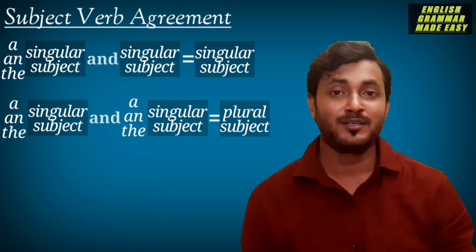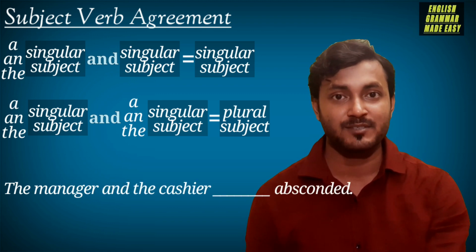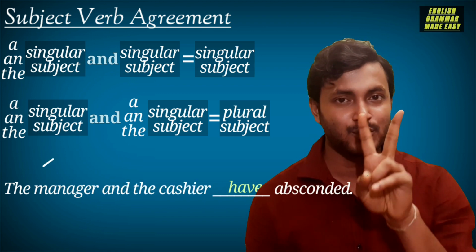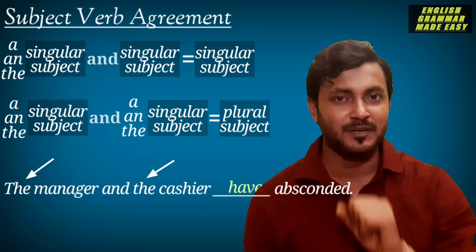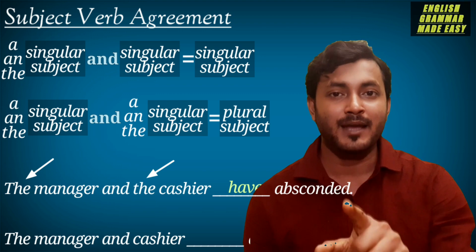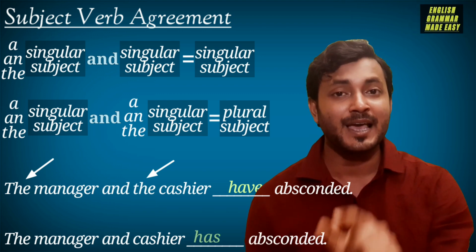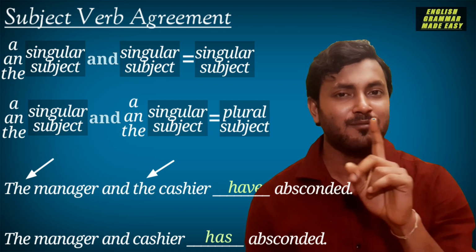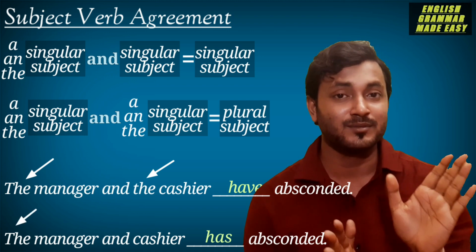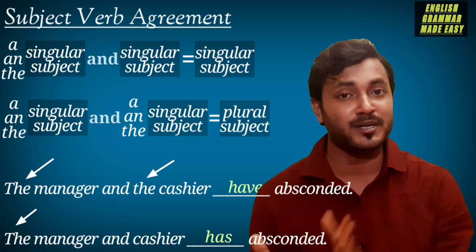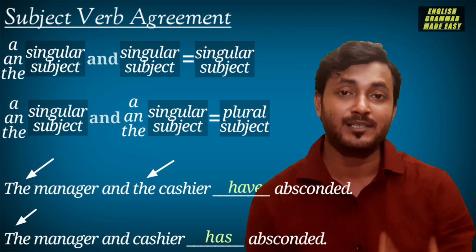So in the same manner, if I say the manager and the cashier dash absconded, you will write have because two articles are there. So two different persons. But if I say the manager and cashier dash absconded, so you will write has absconded because I have used the article the only once. So the manager and cashier refer to a single person. Let us move to the next one.